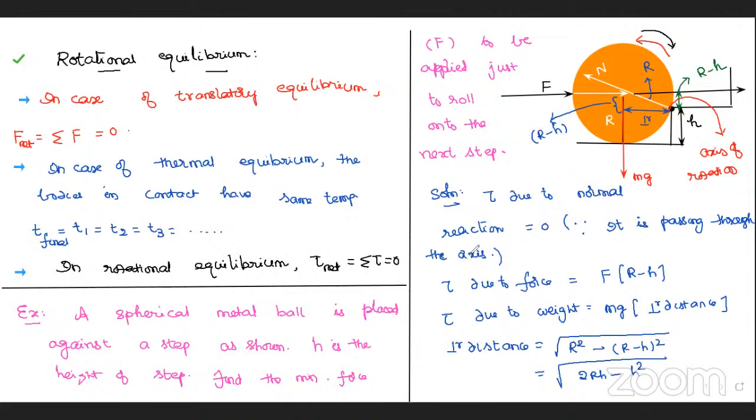Diameter is not the perpendicular distance. Diameter means from here to there, this is the diameter. I'm asking from the weight to the axis. This blue color I'm asking.